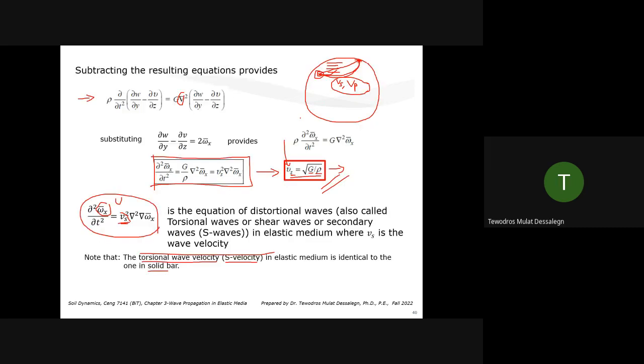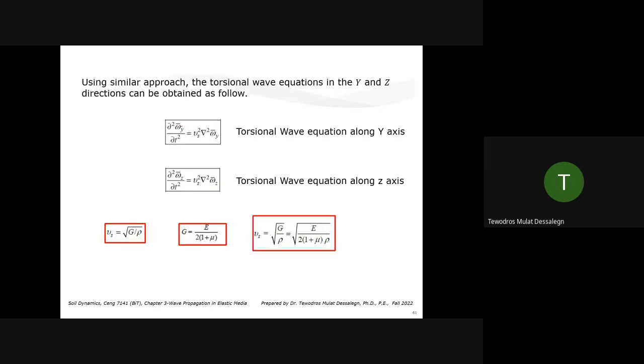That was for one direction, I believe. We did it for the X direction. You can do the same with the Y and Z direction, and you'll end up with the same thing, except rotation is now about those axes. But the final product is the same. Shear wave velocity is the square root of G by rho. G, the shear modulus, is elastic modulus divided by 2 times (1 plus mu). And shear wave velocity, you can also express in terms of elastic modulus.